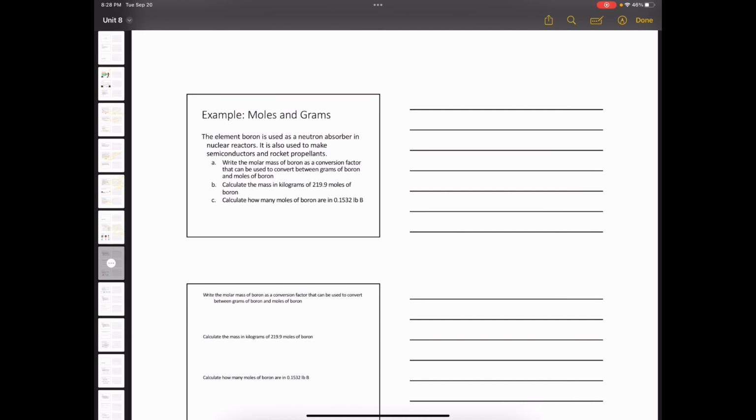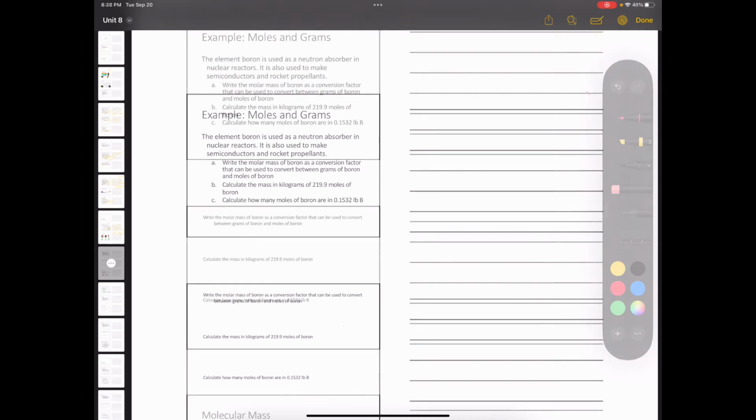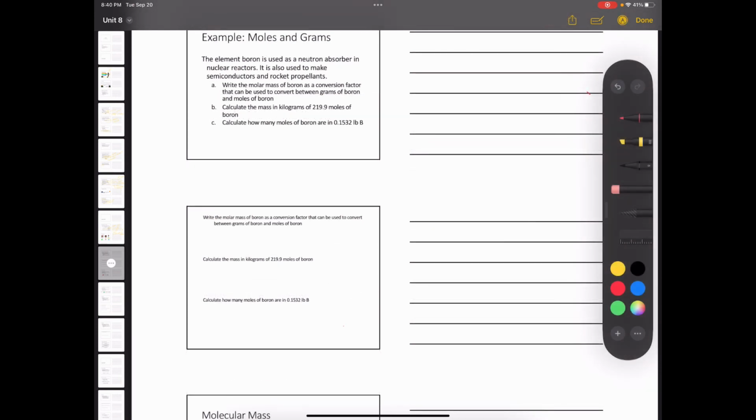So first, what we will be doing is we are going to write the molar mass for boron as a conversion factor that can be used to convert between grams of boron and moles of boron. Then we'll have to calculate the mass in kilograms for 219 moles of boron, and then I'll have to calculate how many moles of boron are in 0.1532 pounds.